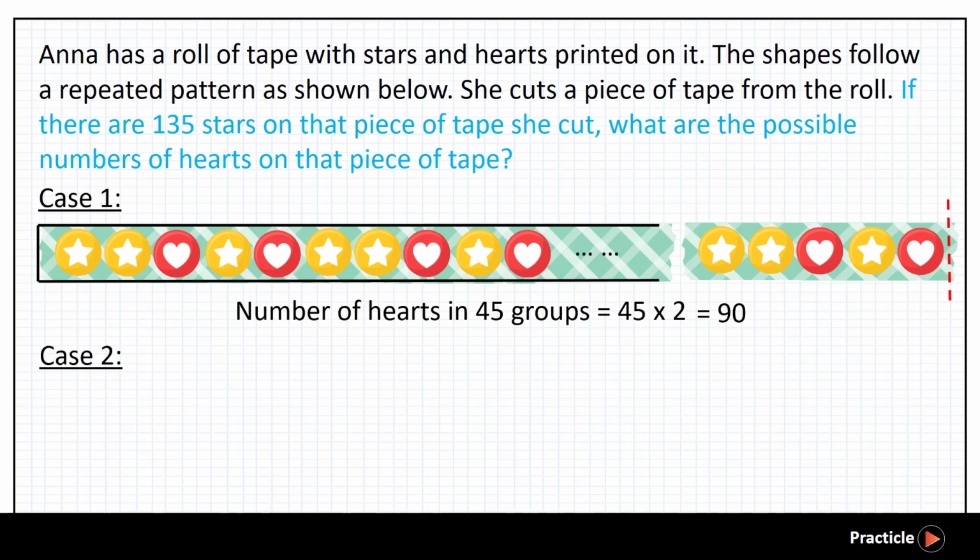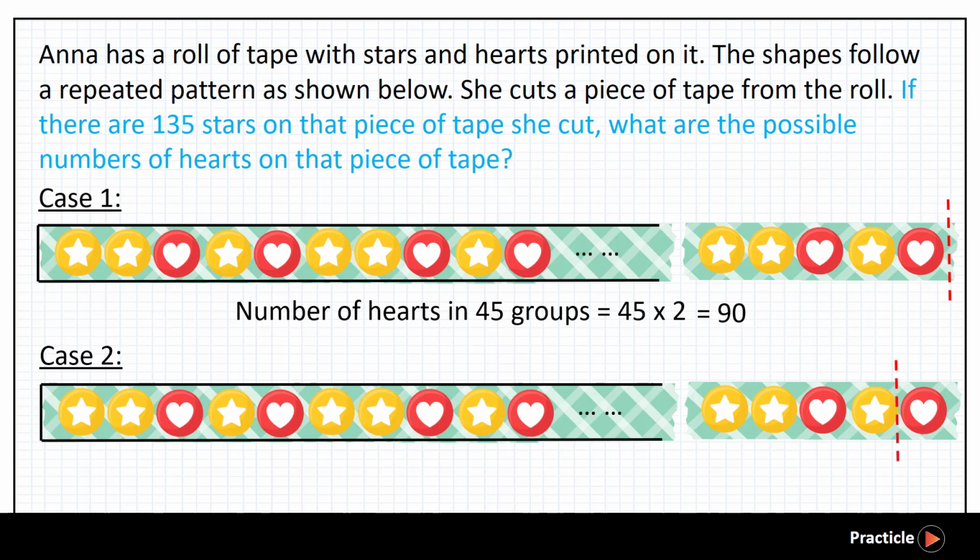We could cut the tape right after this star, correct? And that will keep the number of stars the same. But when we do that, we are going to reduce the total number of hearts by 1. And because of that, another possible number of hearts would be 90 minus 1, which is 89 hearts. And that's how we know that the 2 possible numbers of hearts on the tape are 90 and 89. Do you get that?